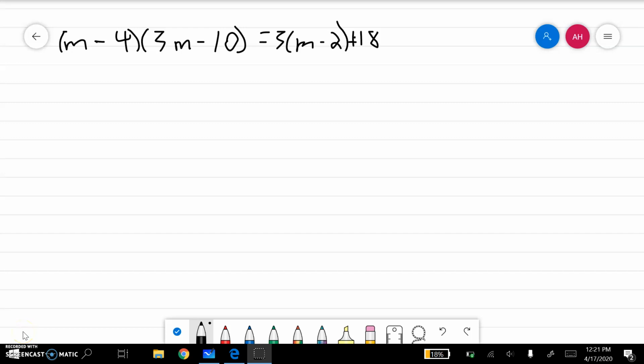Okay, so first when we're solving these equations, you have to work this out. Multiply it all together and all of that first. So on the left side, we're going to FOIL.